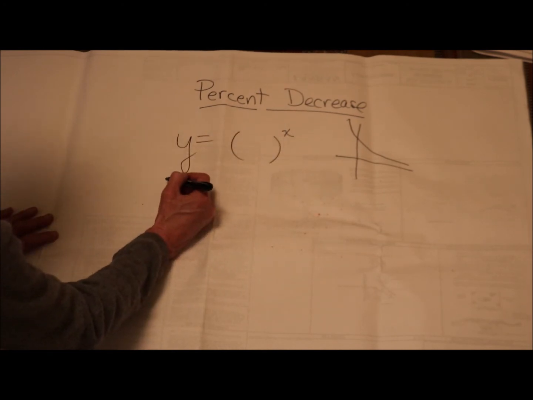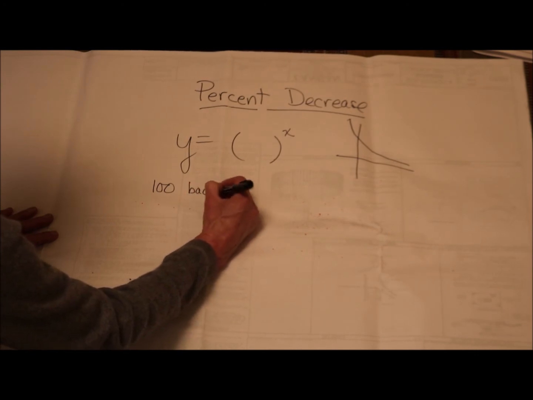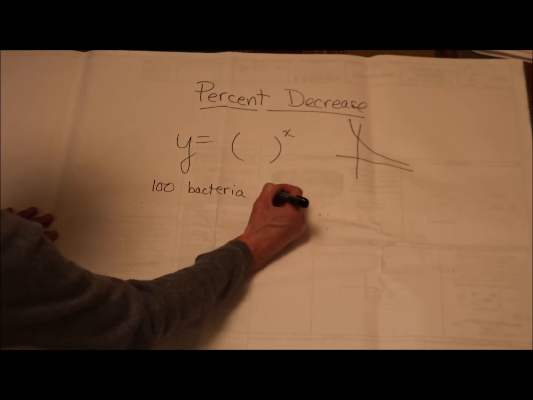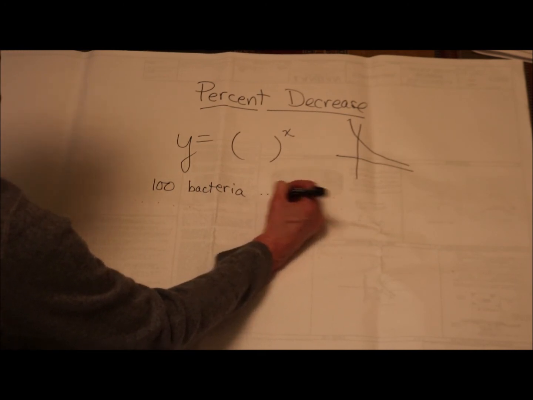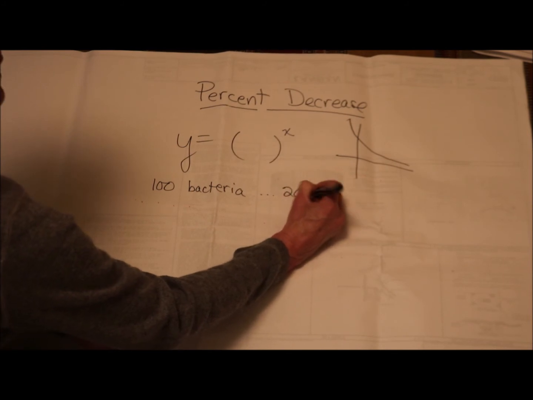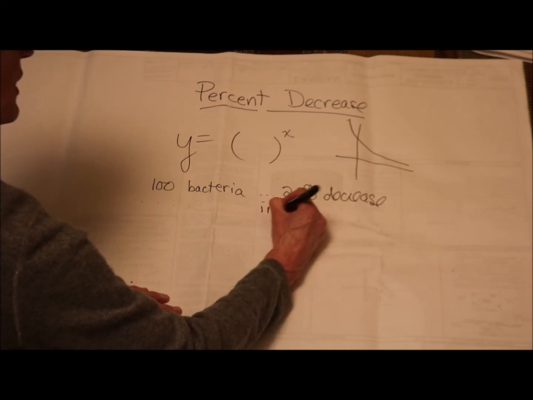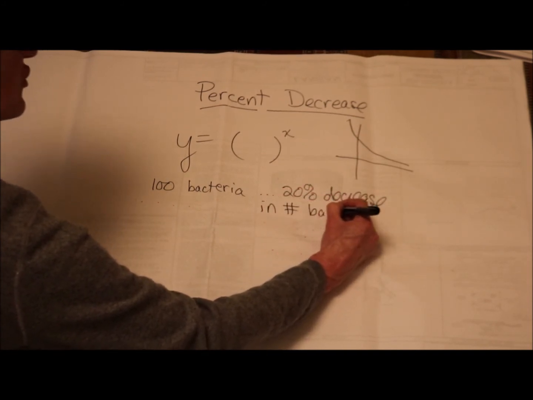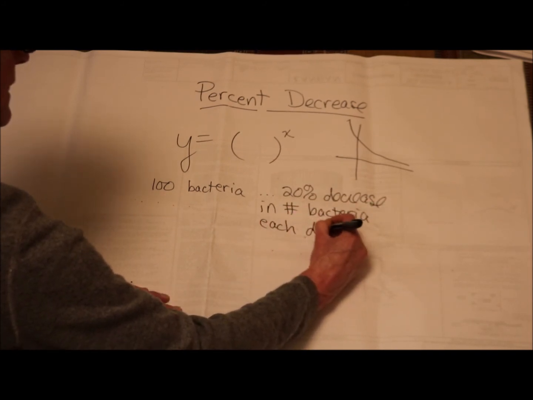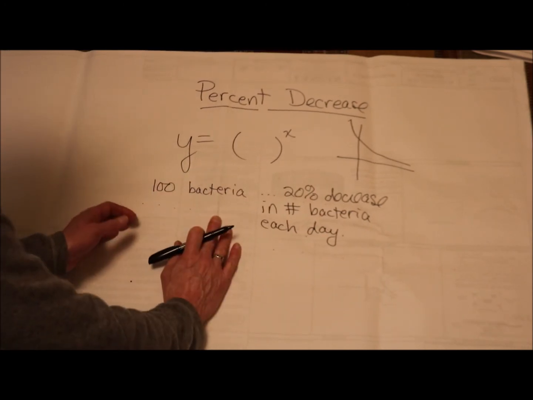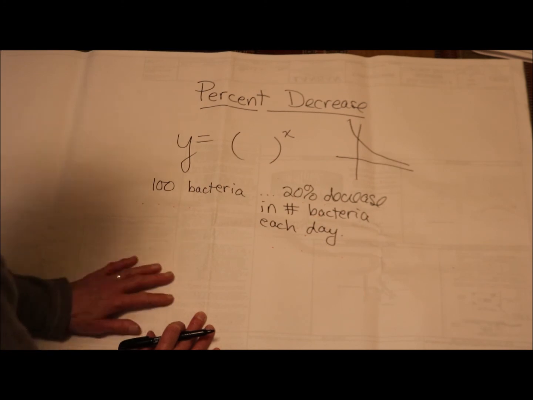So let's just say we have a scenario. Let's say we have 100 bacteria. And let's say that there is a 20% decrease in the number of bacteria each day. Okay, so I could do what I just did with the increase and come up with my chart, but let's just cut to the chase and let's do the shortcut.